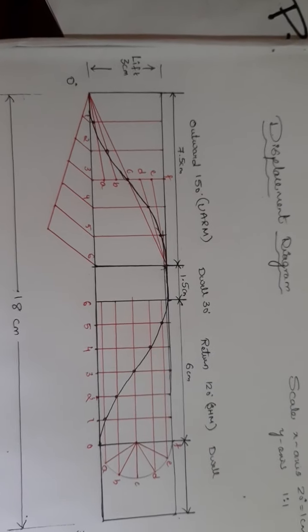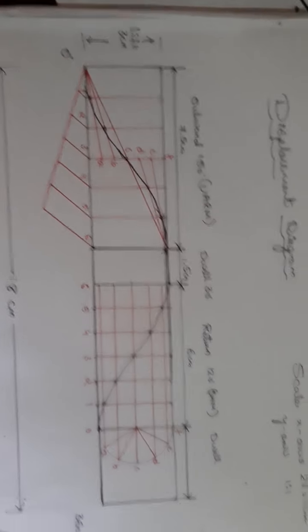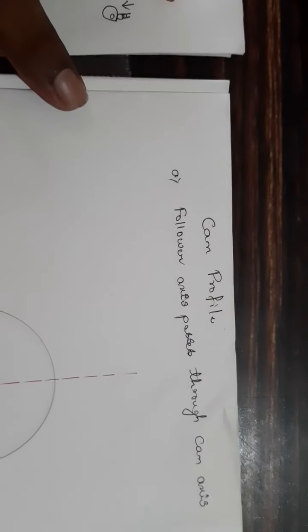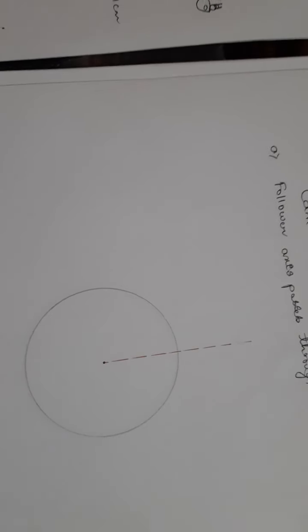Now for the same displacement diagram, we'll draw the cam profile. So, cam profile. First, for the case when the follower axis passes through the cam axis. Draw a circle. This circle is the minimum circle. The minimum radius of the cam is 3 centimeters. So draw a circle with the minimum radius given.